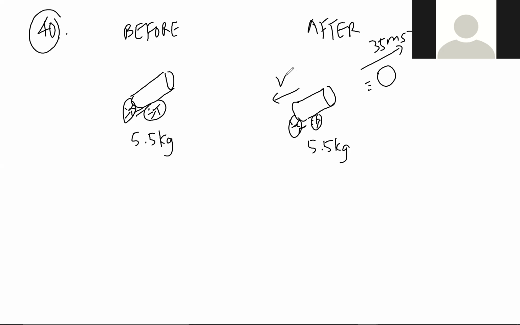And what is the mass of the cannonball? The cannonball, oh, the recoil speed is given. It is 2.5. This one is 2.5 meters per second. Okay, what is the mass of the cannon? The cannonball mass is 5.5 kg. So what is the mass of the cannon? How do we calculate it?